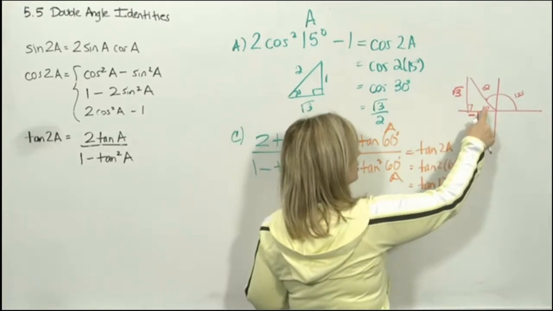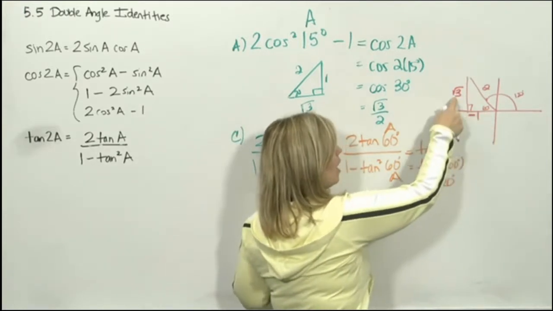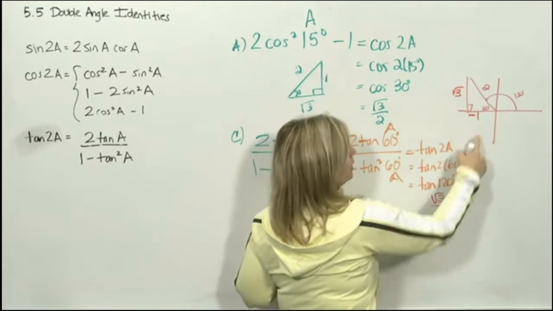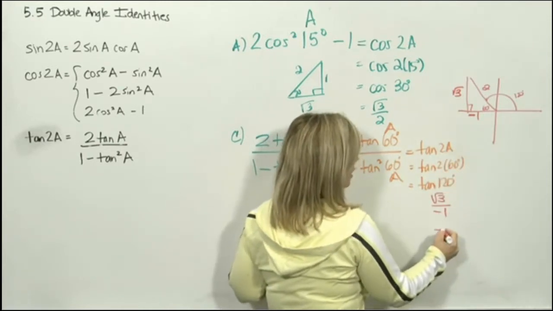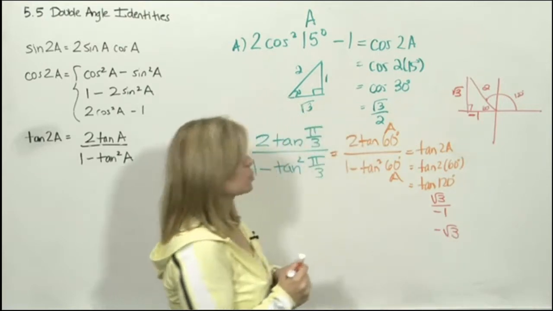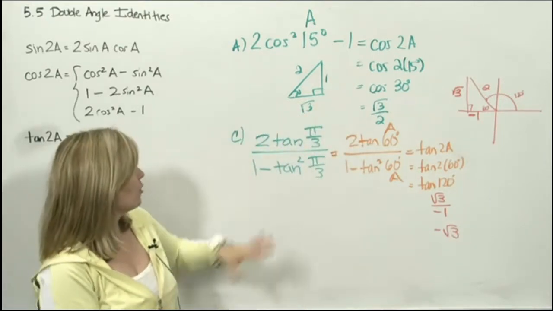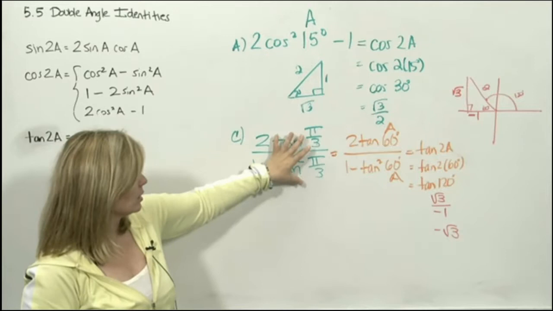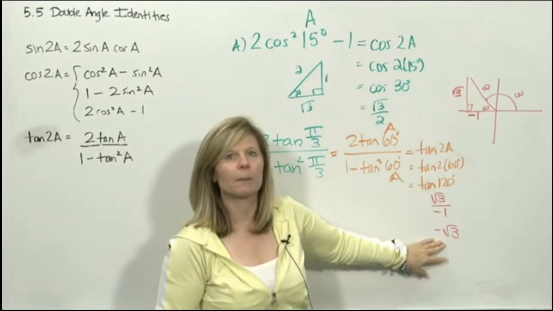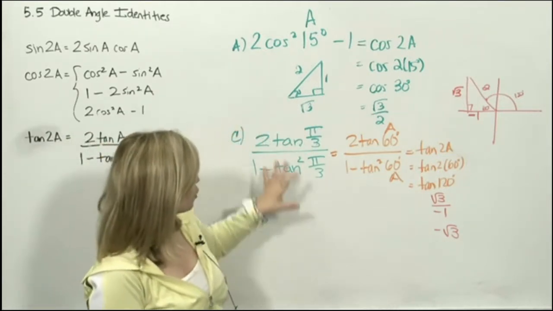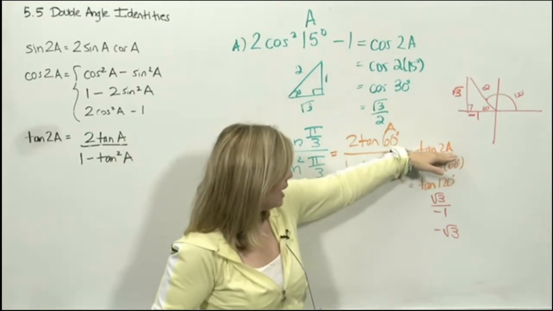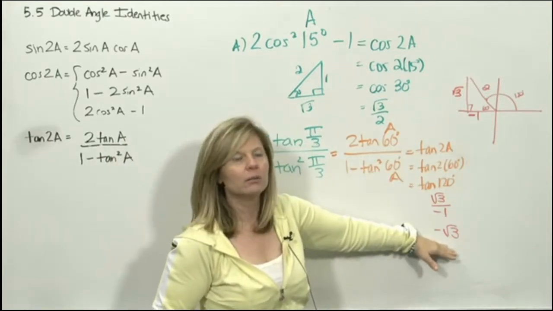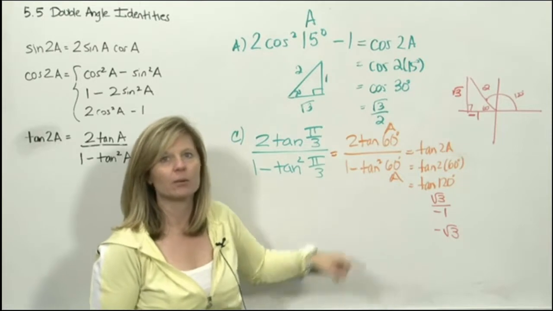Tangent is y over x. The y value is square root of 3. The x value is negative 1. And when I divide that, I get negative square root of 3. So the value of this expression is negative square root of 3. And it was a lot easier to relate this to a double angle and only look up one angle than to do the whole calculation here.